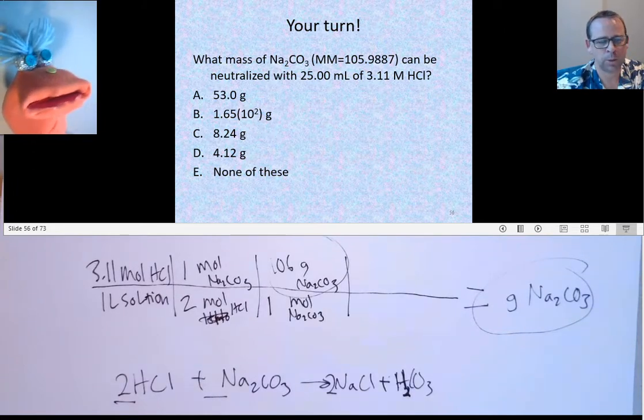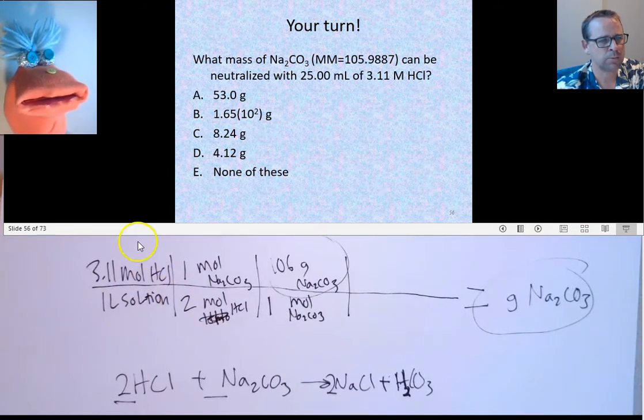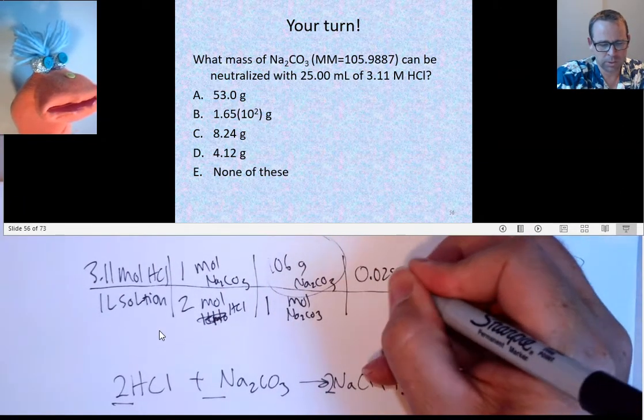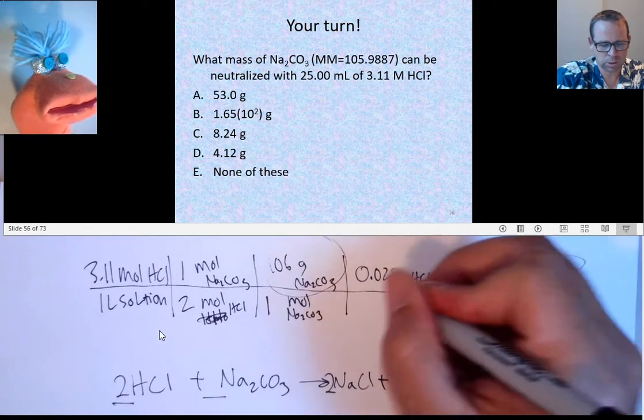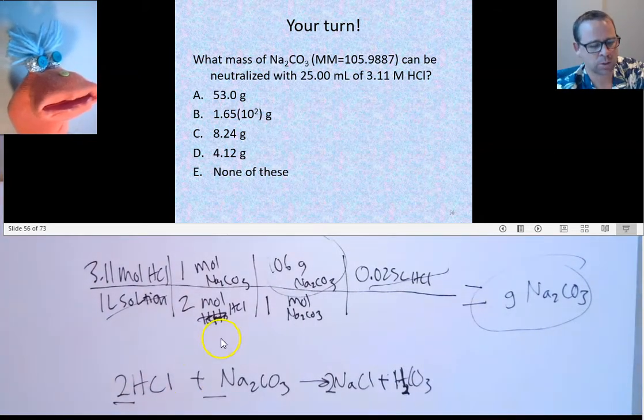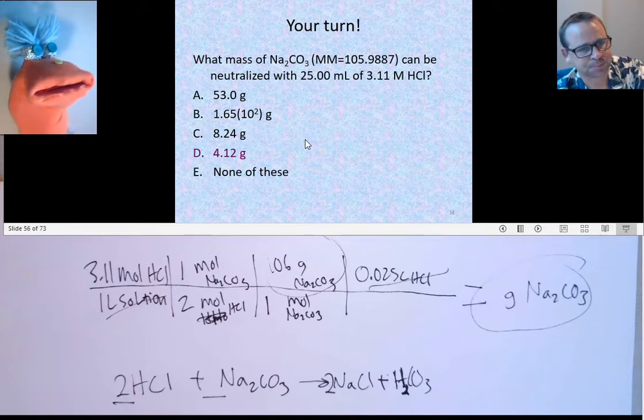So, what do I got to do? I think you're done. Well, I'm not quite done, am I? Oh, no, because you got solution down there. Very good. I got liters of solution. So now I have to get rid of that, and that's liters of the HCl solution. Well, they say it took 25 mL, or 0.025 liters of my HCl solution. Very good. We got it right there. So our answer is going to be 3.11 divided by 2 times 106 times 0.025. Okay, very good.